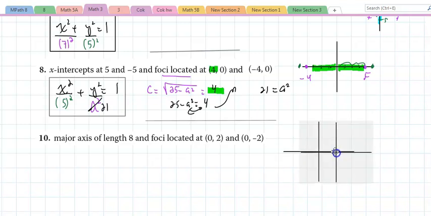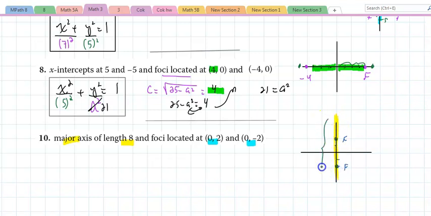So, the major axis has a length of 8. Okay, but I'm not sure where it is. Is it on the x or the y? I'm not sure. That's why I'm going to go for the foci are located at 0, 2 and 0, negative 2. Aren't the foci always on the stretch side? That means the stretch is along the y, and that's 8 units.